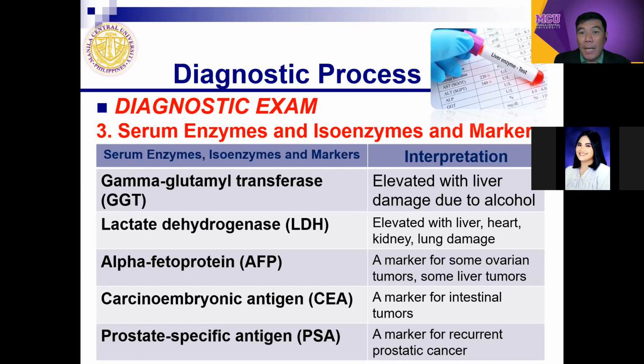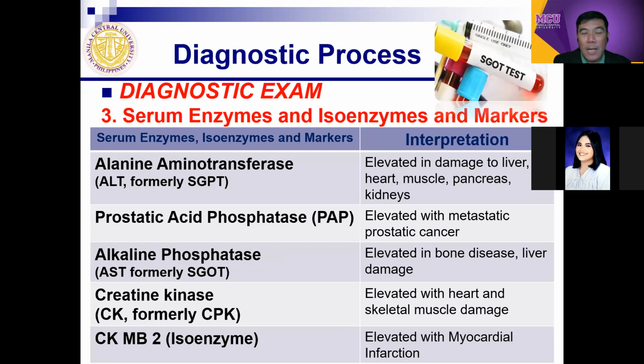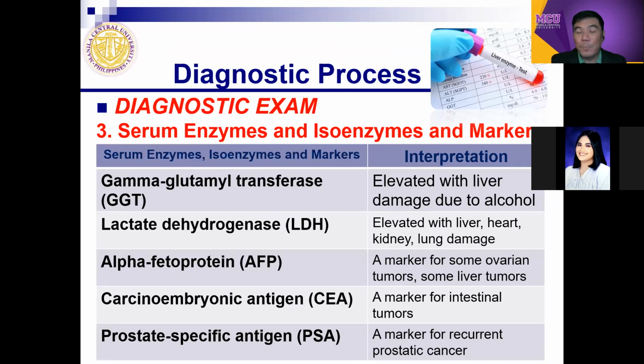So kung ang problem naman ay colon, intestinal, for intestinal tumors or colon, carcinoembryonic antigen or CEA. So sa mga colon CAs po or cancers, ito po ang marker natin, CEA. Ano naman po itong prostate-specific antigen? Oh sir, what's the difference between the prostate-specific antigen from the prostatic acid phosphatase? Pag prostatic acid phosphatase po, we are considering na yung metastasis or spread.